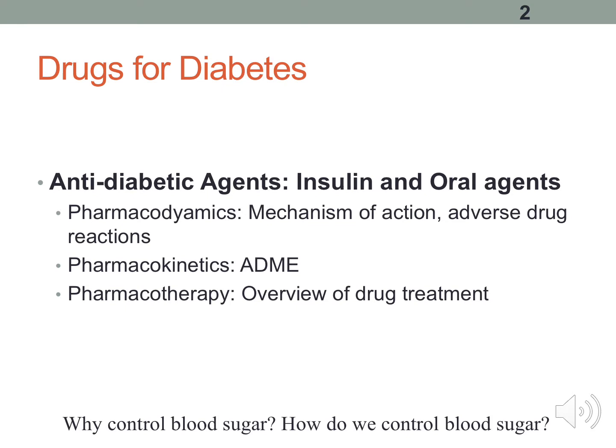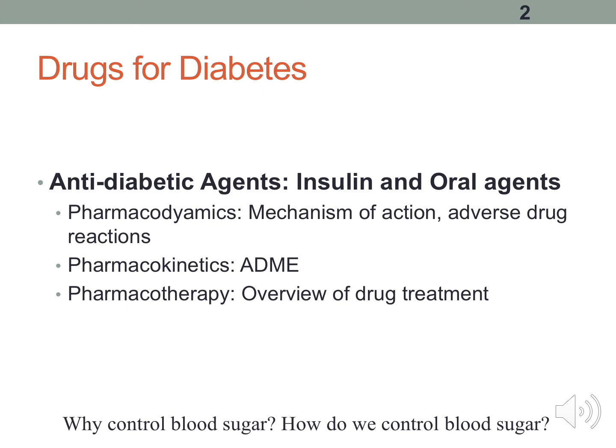Now, before we begin to talk about insulin and the oral agents, as future nurses, you need to know why we need to control blood sugar. In order for you to properly counsel patients, you need to be able to work with them and realize the need for controlling blood sugar. And after that, we'll talk about how to control blood sugar through not only pharmacologic agents, but also lifestyle approaches.